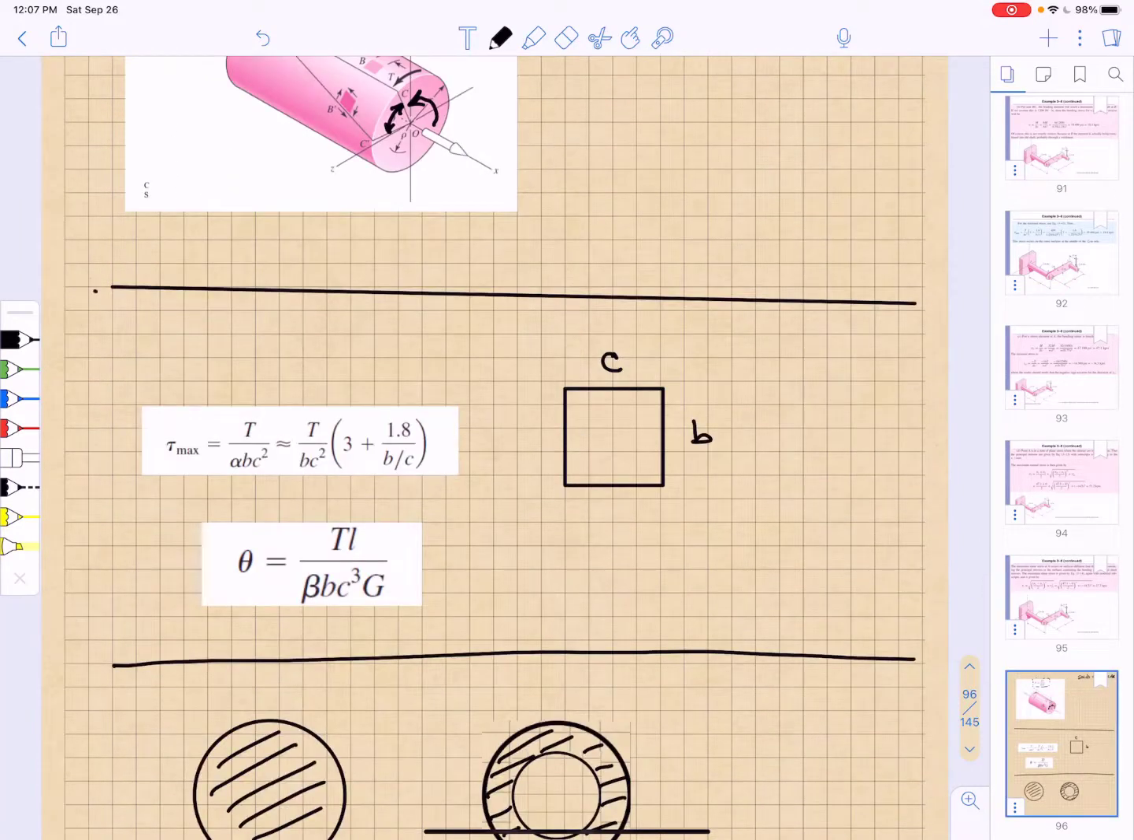If we have a solid rectangular section with dimensions B and C, and B is larger than C, then the maximum shear stress occurs at the midpoint of the long side B and is given by this equation right here. The angle of twist for a shaft of length L of rectangular cross section is given by this equation right here. Easy things to sort out.